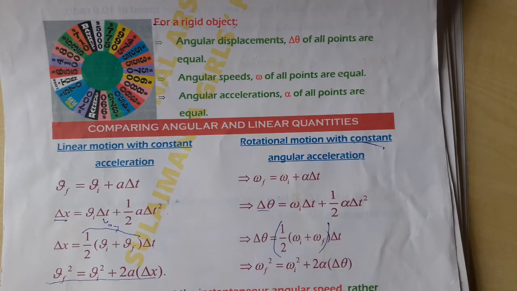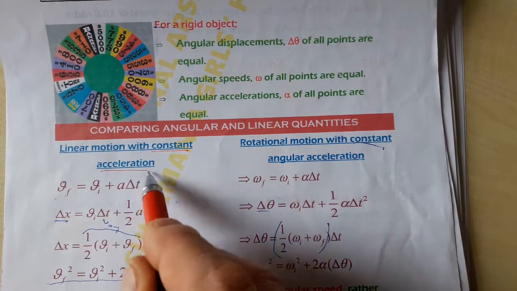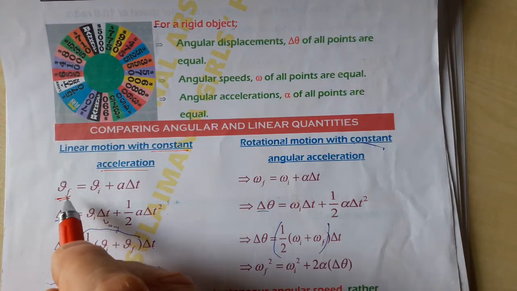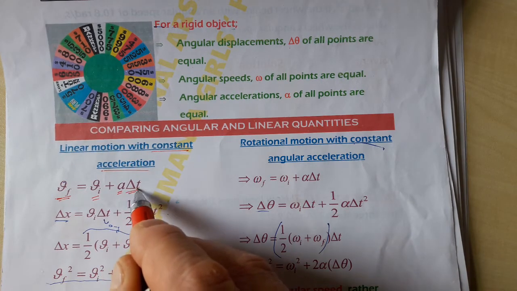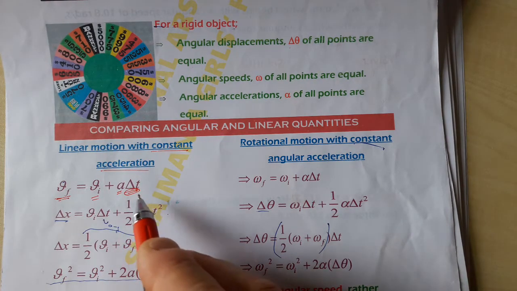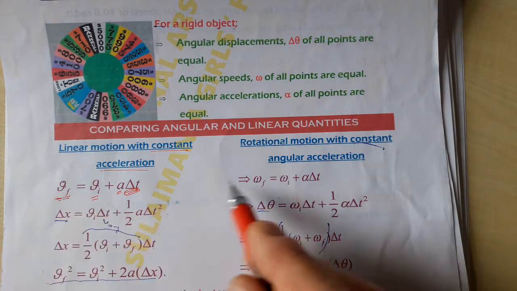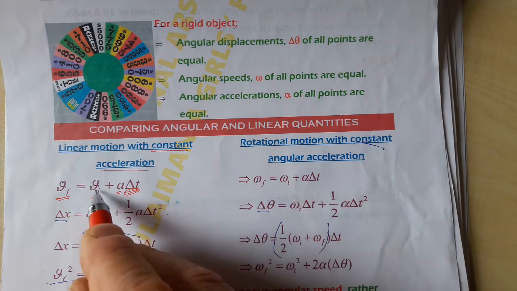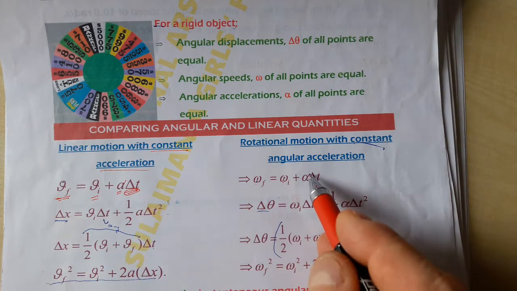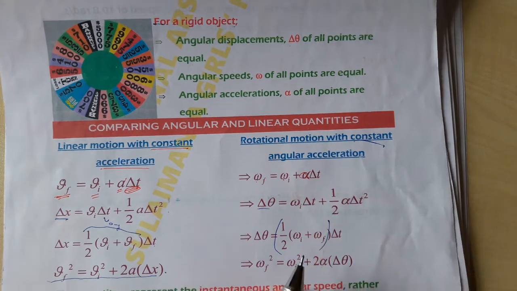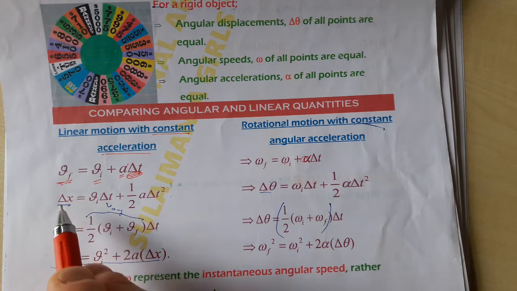For example, in linear motion with constant acceleration, we can find the final speed with initial speed plus acceleration times the time. In angular form, instead of v final, we write omega final. Instead of v initial, we write omega initial. Instead of linear acceleration, we write angular acceleration. Time is the time.